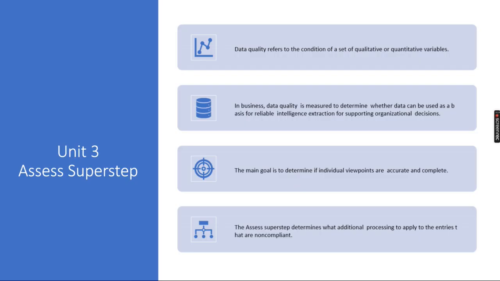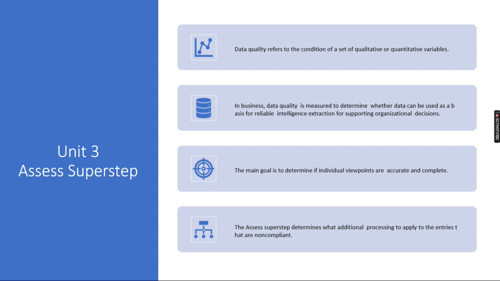Access Superstep basically talks about data quality. Data quality refers to the condition of a set of qualitative and quantitative variables. In business, data quality is measured to determine whether the data can be used as a basis for reliable intelligence extraction for supporting organizational decisions. So the main goal is to determine if individual viewpoints are accurate and complete.